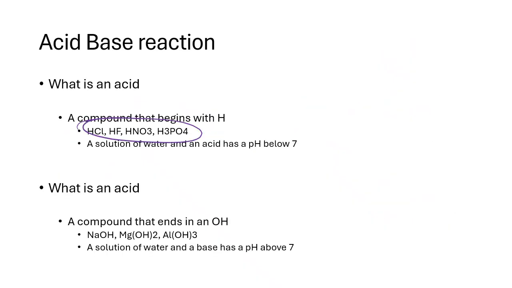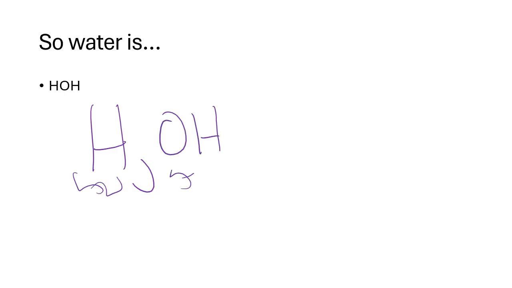Here are just some examples of acids. Here's some examples of bases. So in a sense, water is both an acid and a base. But since it's equal amounts of acid and base, it neutralizes itself. Something that we'll learn soon is it then has a pH of 7.